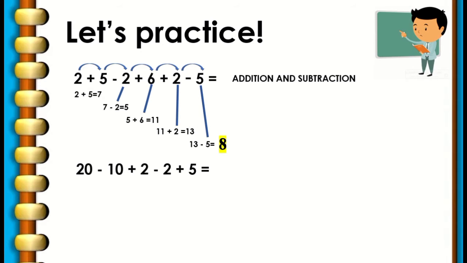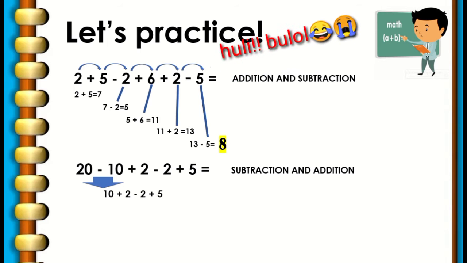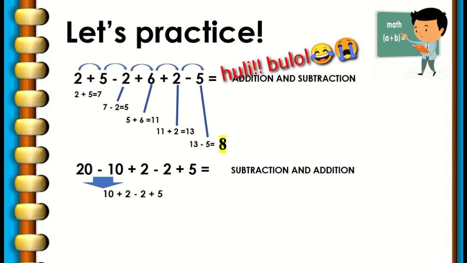Okay, another equation, 20 minus 10 plus 2 minus 2 plus 5. Subtraction and addition. This time, subtraction naman yung nauna. So, 20 minus 10, that is 10. Then, copy the succeeding or remaining symbols and quantities. Plus 2 minus 2 plus 5. And then, perform the necessary operations. Fast forward na natin.